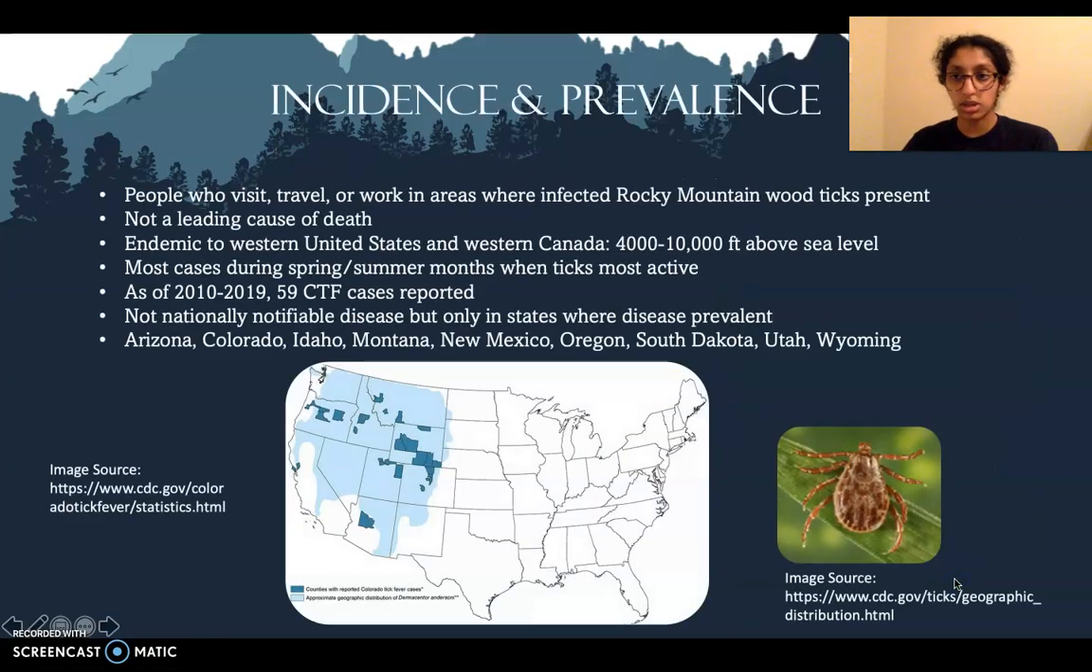So, incidence and prevalence. This disease occurs in the Rocky Mountain area where the Rocky Mountain wood tick is found. People who visit, travel, or work in these areas are more likely to get this disease if they encounter or are bitten by an infected Rocky Mountain wood tick. It is not a leading cause of death, and it's endemic to the West US and Canada between 4,000 and 10,000 feet above sea level. Most cases occur during the spring or summer months when ticks are most active.